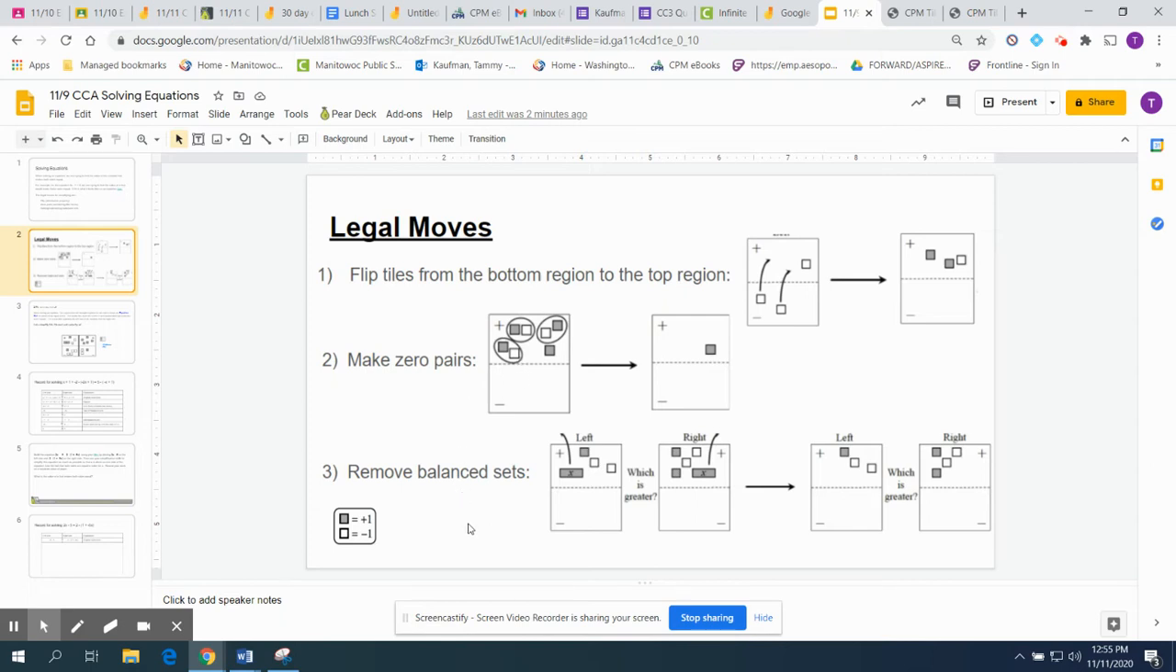The last legal move is removing balanced sets. We can do that because when we get to an equation, it's like a scale. If I take x off of both sides, it will change the weight of both those sides, but by the same value. So we can do what we want as long as we're doing it to both sides. So we can add balanced sets or take away balanced sets. Just as a reminder, those are our legal moves.